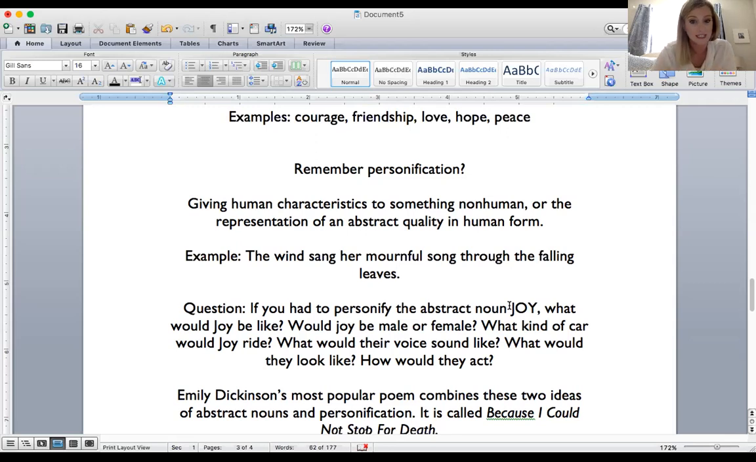Well, Emily Dickinson's most popular poem combines these two ideas that we just reviewed: abstract noun and personification. Is death an abstract noun? Yes, death is, because I cannot point to something and say, oh, that's death. I can see examples of it, like a corpse or a gravestone or a tomb, right? We have symbols in our church that kind of represent death on Good Friday, and we cover the statues. But death, and this poem that Emily Dickinson is going to do, is a person, and death is a male.